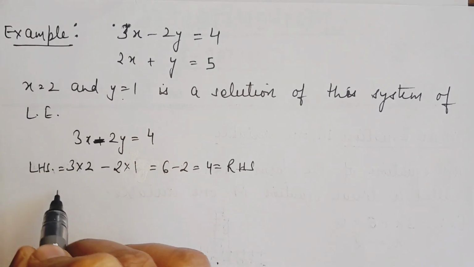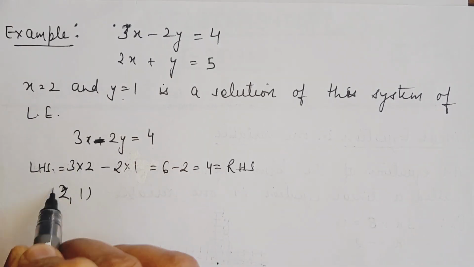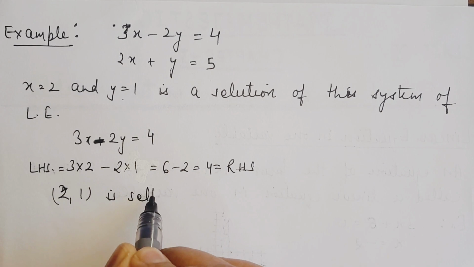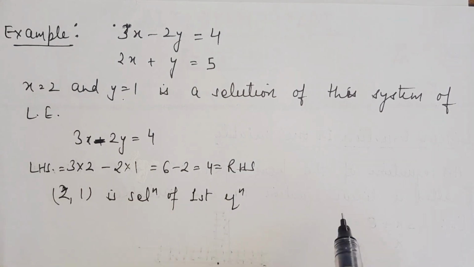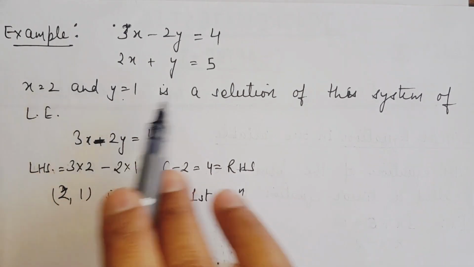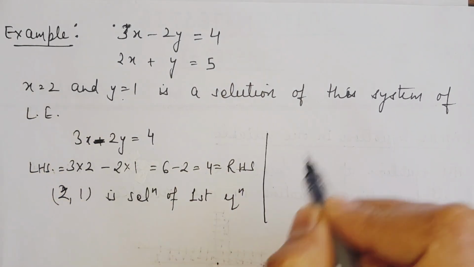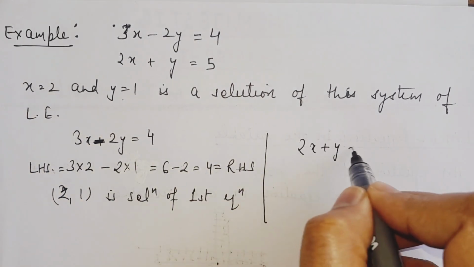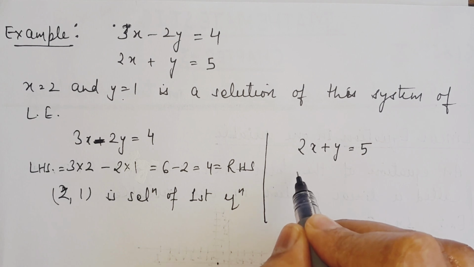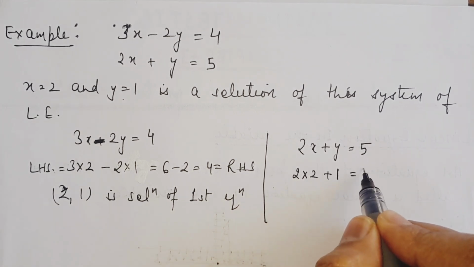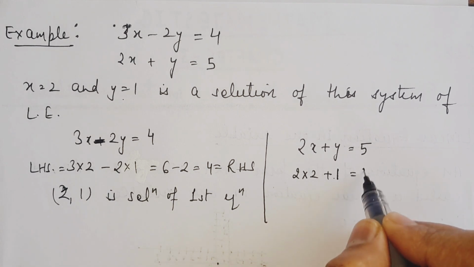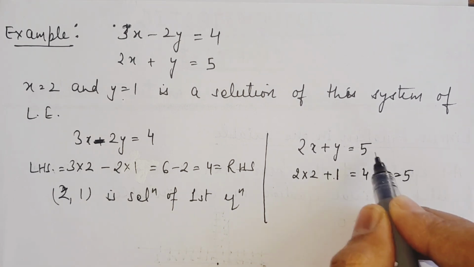So that means x is 2 and y is 1. This is the solution of the first equation. Now we will find out whether it satisfies the second also. The second equation is 2x plus y equals 5. If we put x = 2 and y = 1 here, we get 2 times 2 is 4, plus 1 is 5. That is also the right side.